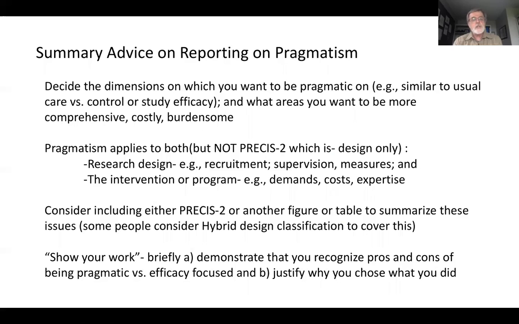Key bullet points here that I will read with some emphasis to think about when you're writing a grant is that you want to decide the dimensions on which you want to be more or less pragmatic.